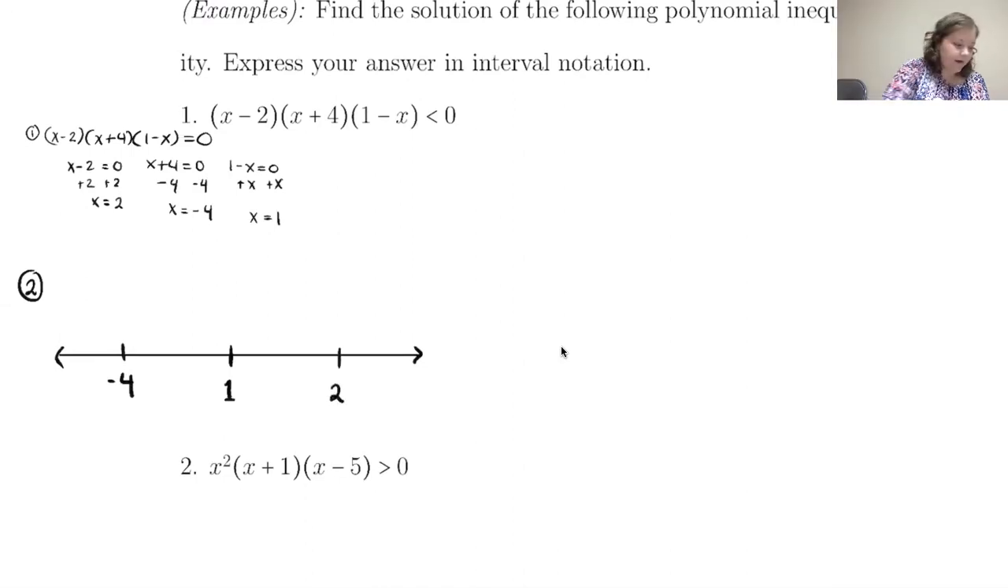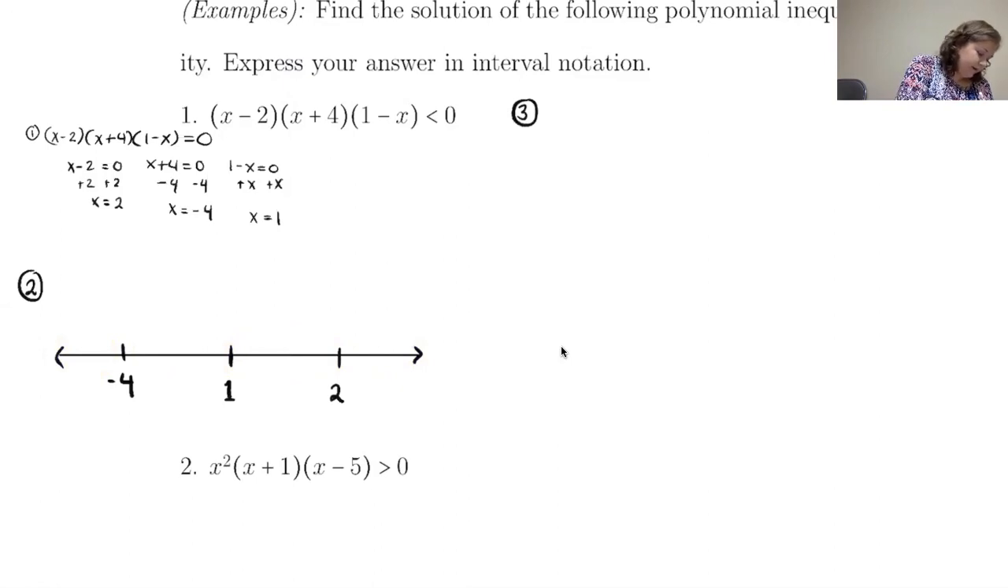Okay. And so you can sort of see here that it's split the number line up into 4 different parts. So there's this part here less than -4, the part between -4 and 1, the part between 1 and 2, and the part greater than 2. And so since we have 4 parts to our number line, we're going to test 4 different numbers, one from each little part of the interval. And that is what we're going to do for step 3.